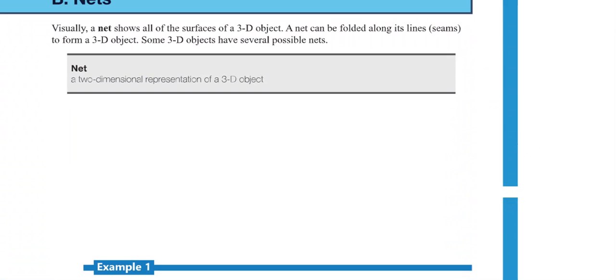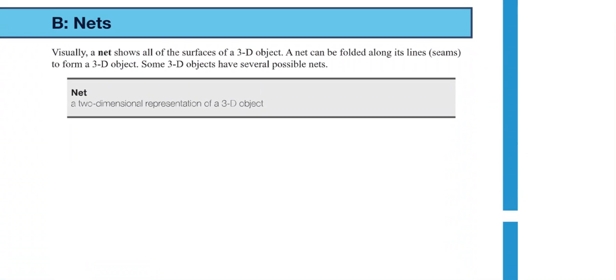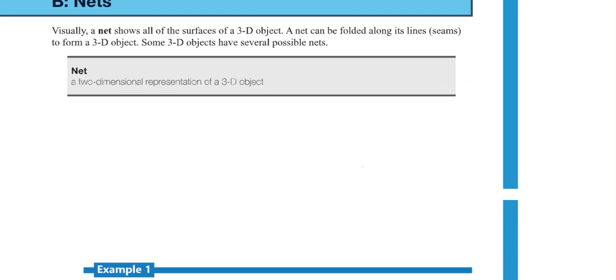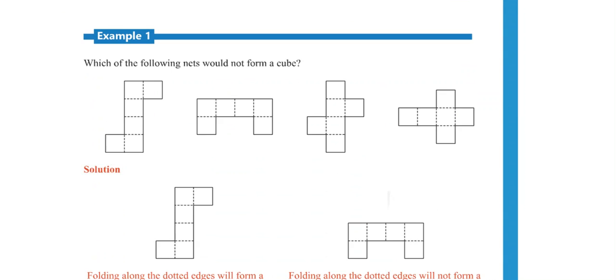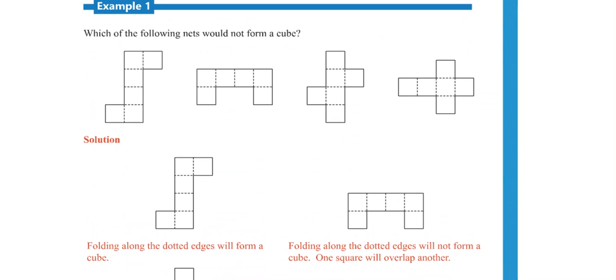Okay, nets of 3D shapes. A net is a two-dimensional representation of a 3D object, right? That's just like unpacking the whole thing. So this one says, which of the following nets would not form a cube? It's really a three-dimensional thing, where you need to imagine yourself actually folding this up to see if it would give you a cube when you did the whole thing.